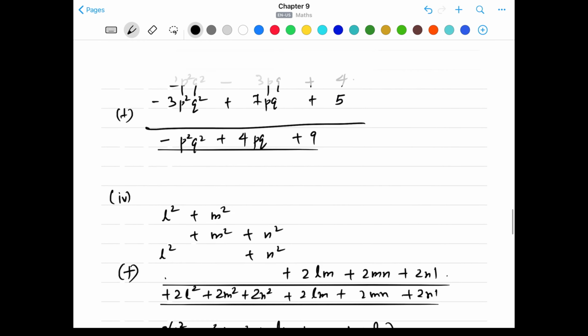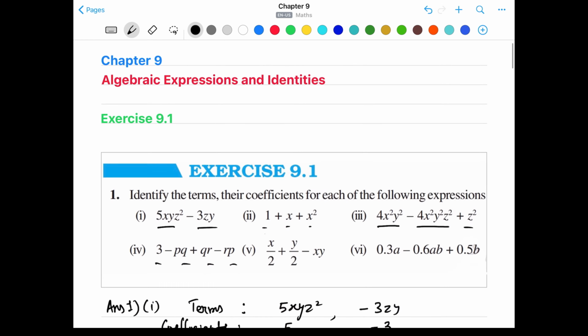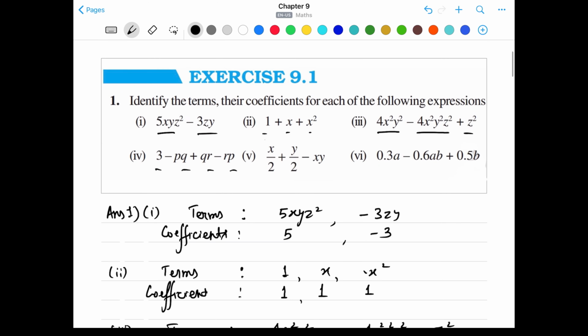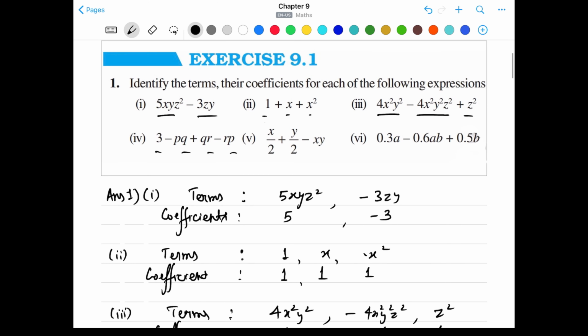Okay, with this we have completed all the 4 questions of exercise 9.1. So now you have to practice all these questions multiple times so that you can understand them better.